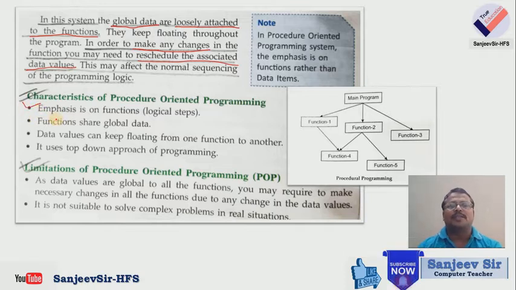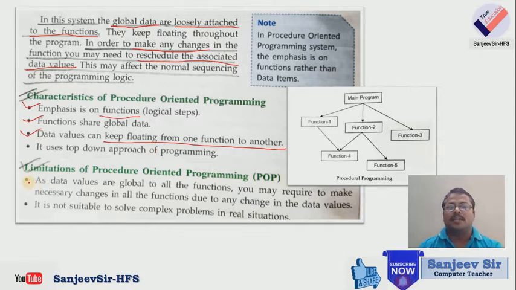You understand here what is given. First point is that the characteristics emphasize the functions. That means how the task is performing is the most important one. Functions can share the global data. Data value can keep floating from one function to another. That means data we can easily access from one place to another place.